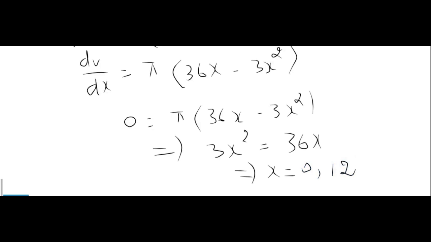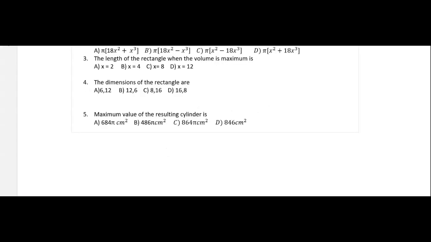Obviously x cannot be 0, so x can be 12 centimeters. So the length can be 12 centimeters. When the volume is maximum, x is equal to 12. 12 centimeters is the correct option. So D is the correct option.